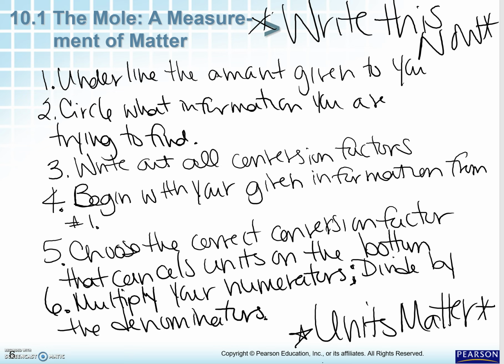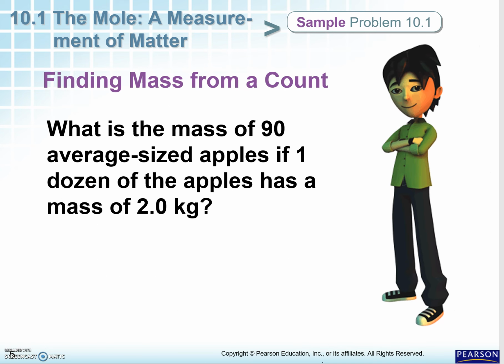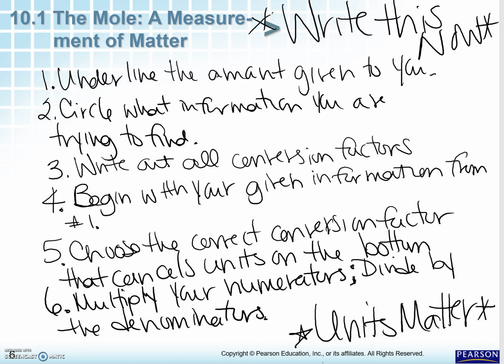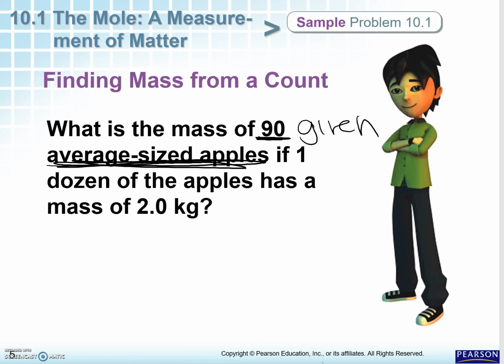So first of all, you want to underline the amount given to you. Let's look back at our question here. The amount given to us is the number of apples. The number of apples is what we are given. Step 2 says to circle what information you are trying to find. It's usually close to the word what or how. So what is the mass? We're trying to find mass.